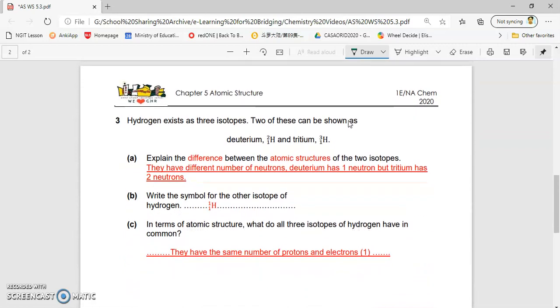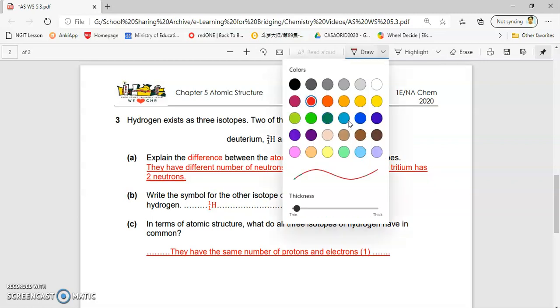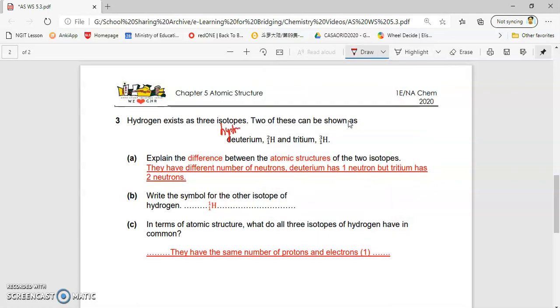If you look at question 3, it's really about thinking through how to write the chemical symbol for isotopes. Question 3 says hydrogen exists as 3 isotopes. 2 of these can be shown as deuterium, 1H2, and tritium, 1H3. Do take note, deuterium and tritium are both hydrogens. It's just a different form of hydrogen. Another name we give deuterium is hydrogen 2. Tritium is also known as hydrogen 3. The 2 and 3 coincide with the nucleon number.